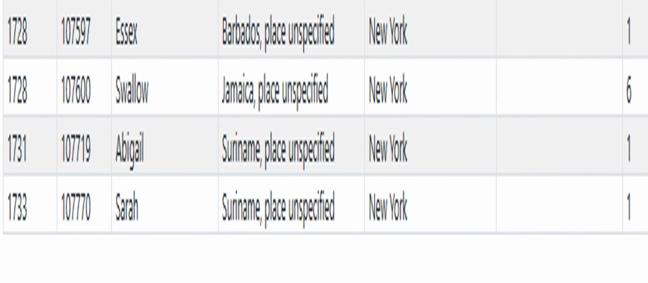Continuing on, we have in 1728 a deportation transport from Barbados to New York of Indians. Then we have in 1728 another Indian transport coming out of Jamaica to New York. And then 1731 and 1733, there are transports coming out of Suriname to New York.